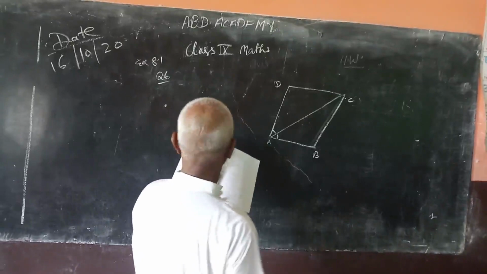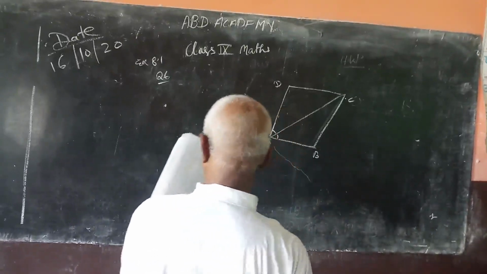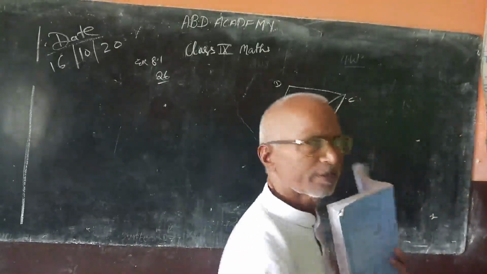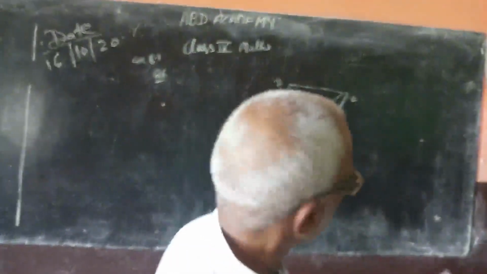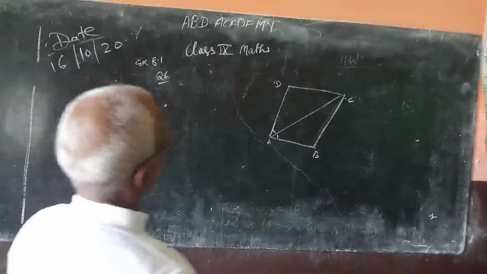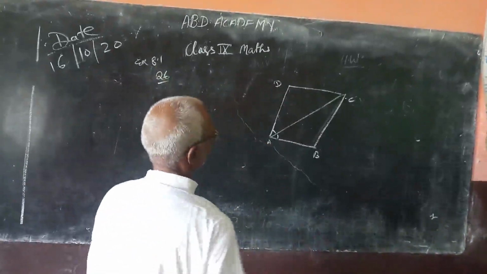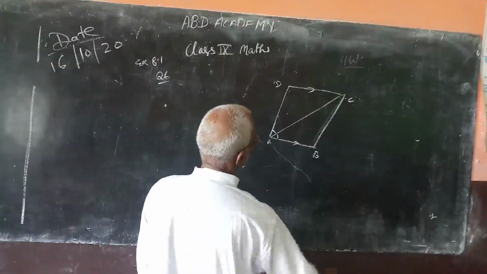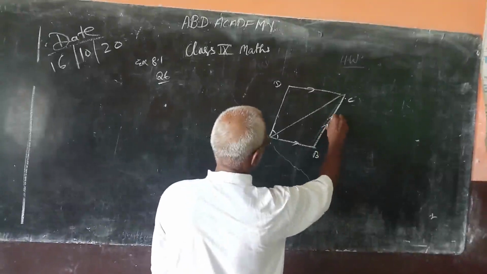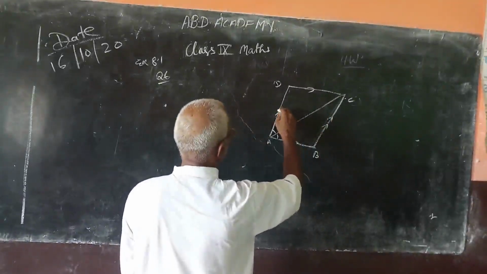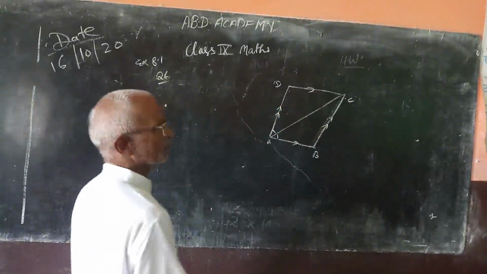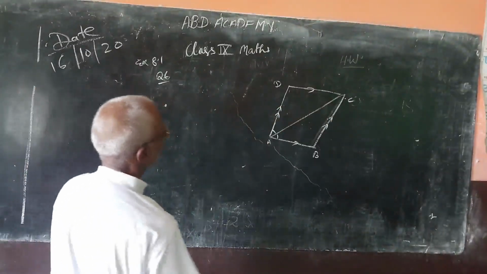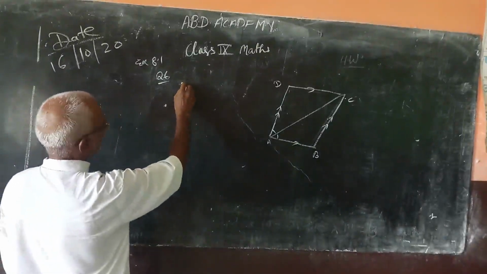Then the first thing is to show that it bisects angle C also, and that ABCD is a rhombus. It is a parallelogram given here, which means AB is parallel to DC and BC is parallel to AD. It is given. And diagonal AC bisects angle A.